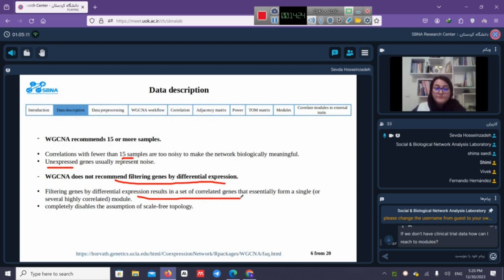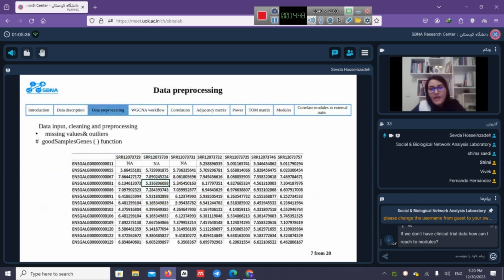And also, if we do this filtration, our data can't fit a scale-free topology model. And about the scale-free topology model, we're going to talk completely in the next slides. That's one of the important parts of the WGCNA package. And then, after that, we have to do some data pre-processing.